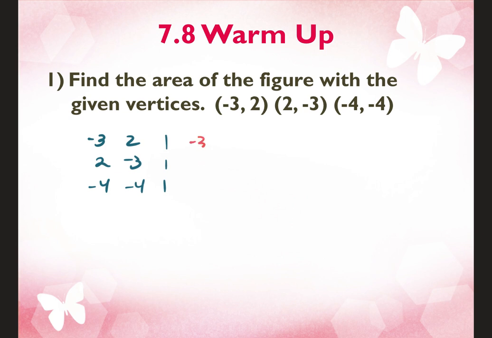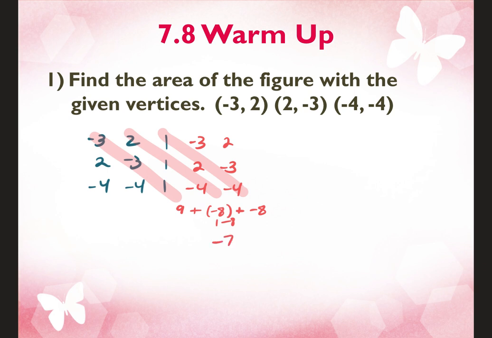So I duplicate column 1 and column 2. I multiply down the diagonals that run from the top left to the bottom right. So I get -3 times -3 times 1, which is 9, plus 2 times 1 times -4, which is -8, plus 1 times 2 times -4, which is also -8. So I'd get 1 minus 8, which is -7.